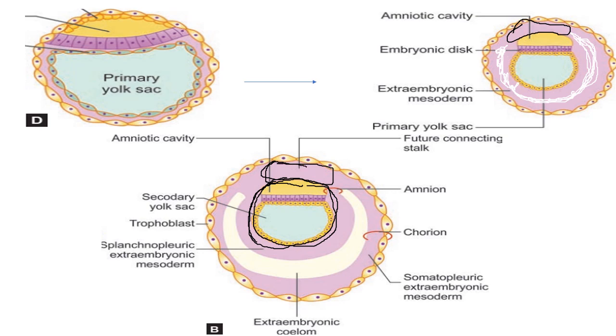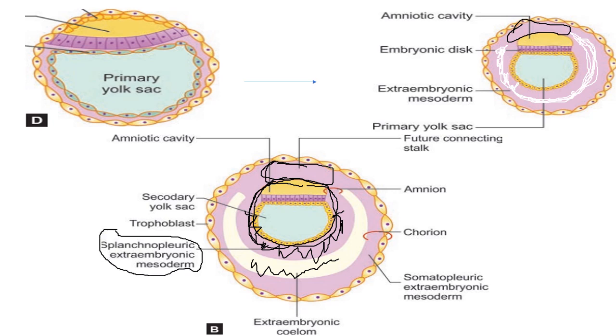The next thing is that this extraembryonic coelom has divided the extraembryonic mesoderm into two parts. It has divided it into this part here, where I am shading black. This part is between the walls of the secondary yolk sac and this space that has been formed, the extraembryonic coelom. So this space here is known as the visceral or splanchnopleuric extraembryonic mesoderm.